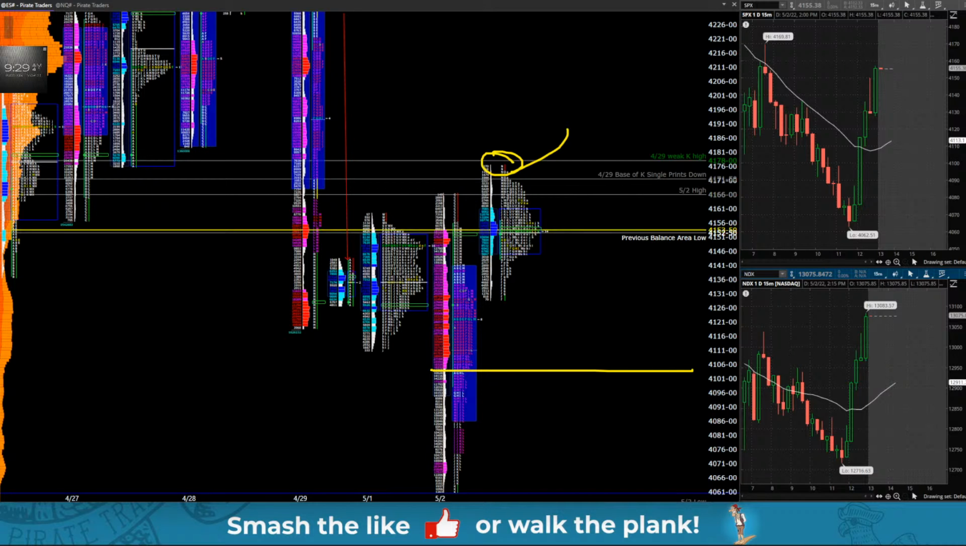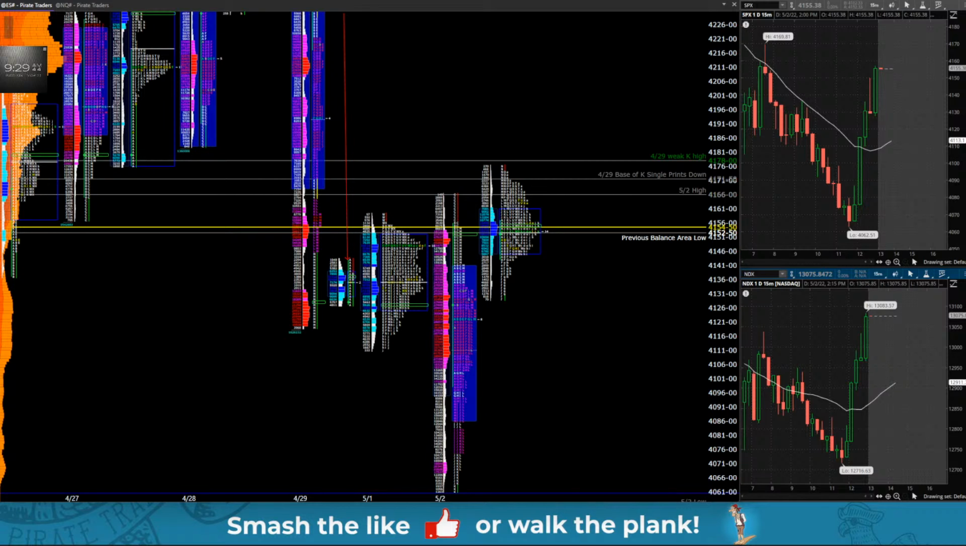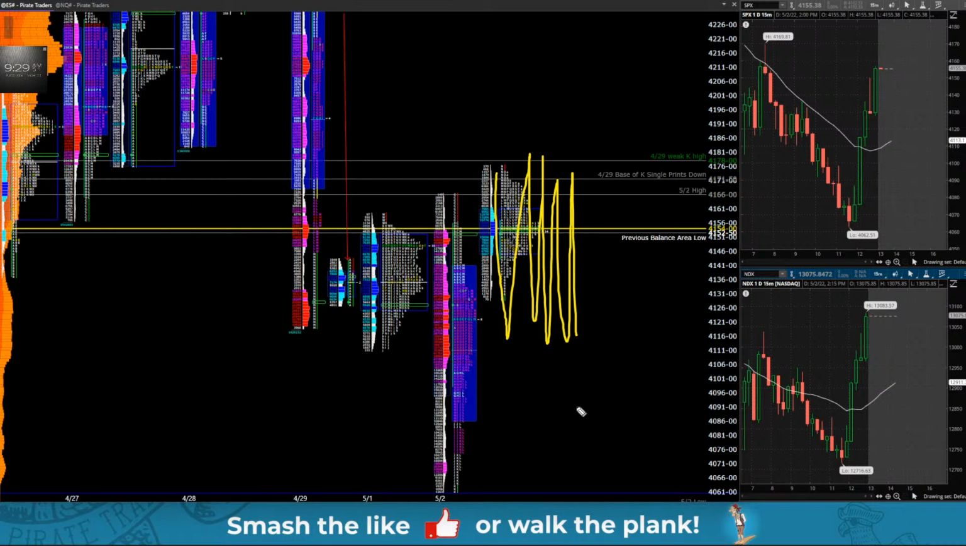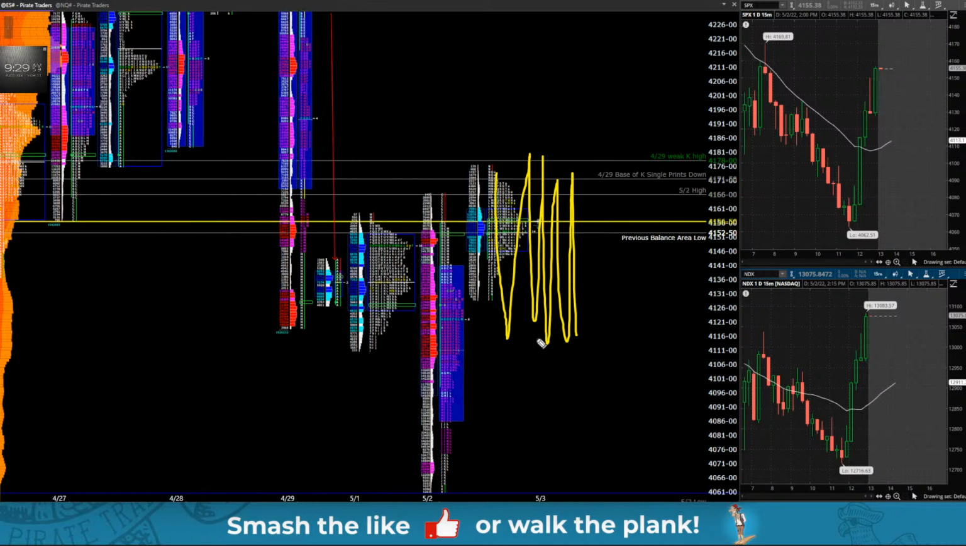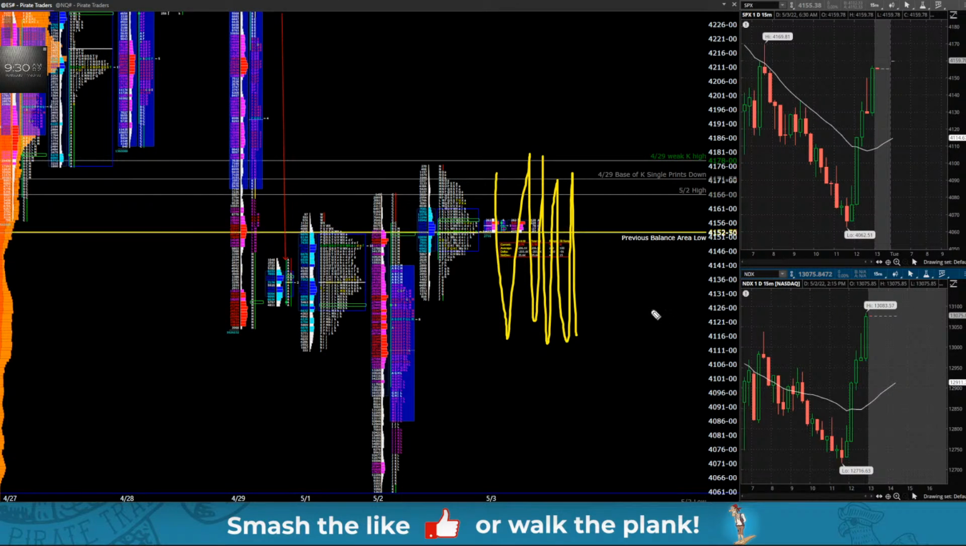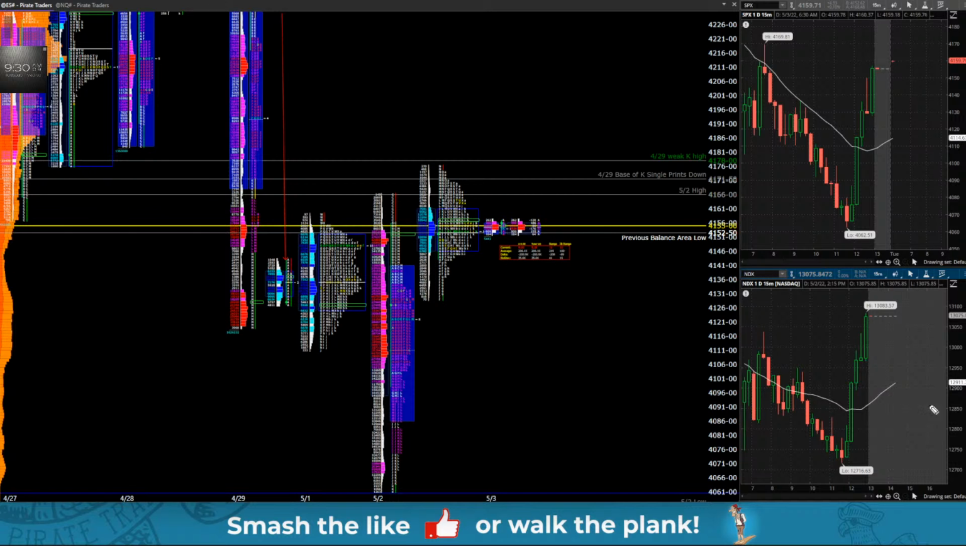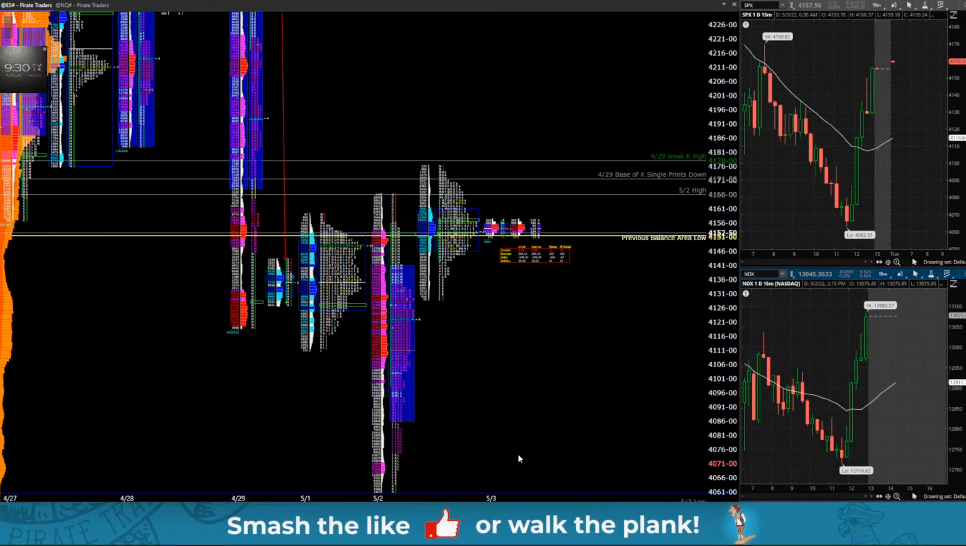Okay, the third scenario is rotation, which is not unheard of, to spend a day grinding around a balance area low while the market tries to decide what it wants to do. And the fact that we have the FOMC meeting tomorrow, and there's going to be a lot of larger players that are going to step aside today because they want to wait to find out what's going to happen tomorrow, that increases the odds in my mind that we're going to have rotation. So I would say 25% chance we push higher, 35% chance we push lower, 40% chance we just rotate sideways today.